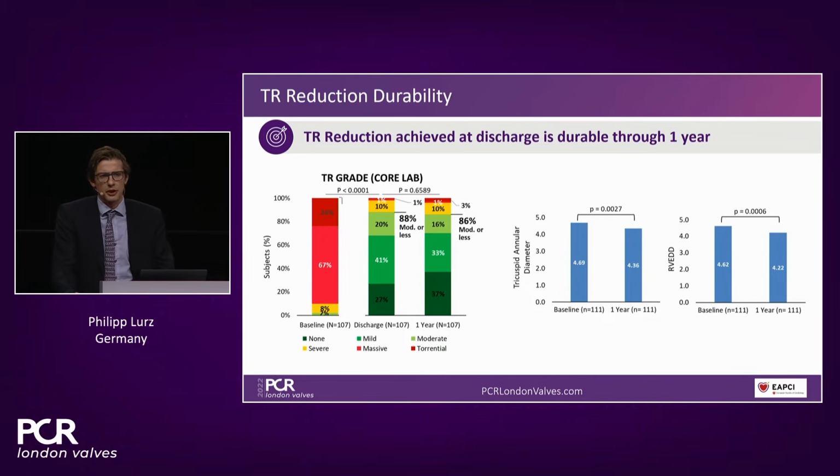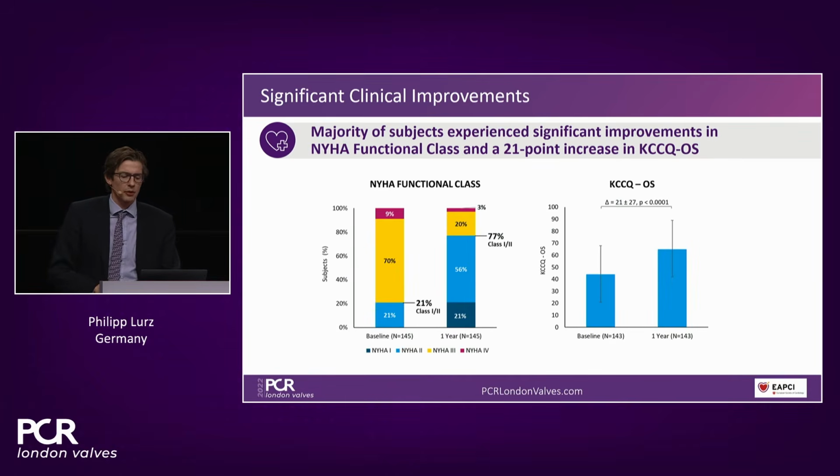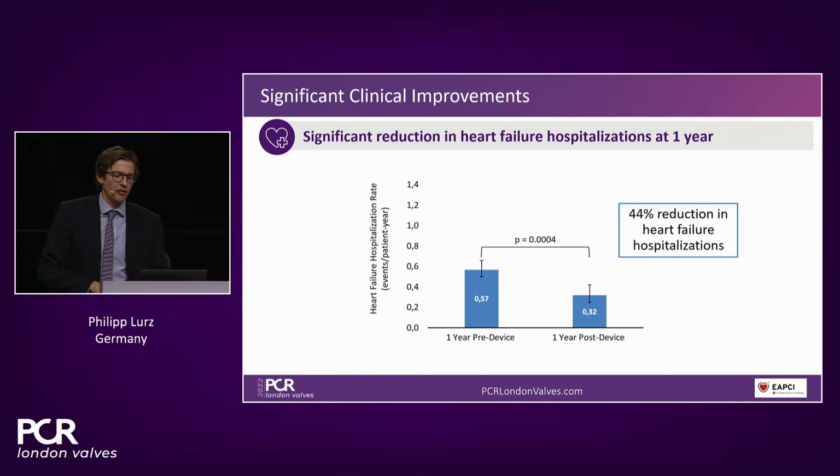And this was also associated with a positive signal in terms of remodeling, smaller tricuspid valve annulus, and also smaller right ventricle. And as expected, and here confirmed, this is associated with a clear signal in terms of symptomatic benefit, better NYHA class, better quality of life. And if we compare the rate of heart failure hospitalization in the year before the procedure with the year after the therapy, we see a 44% reduction in heart failure hospitalization.